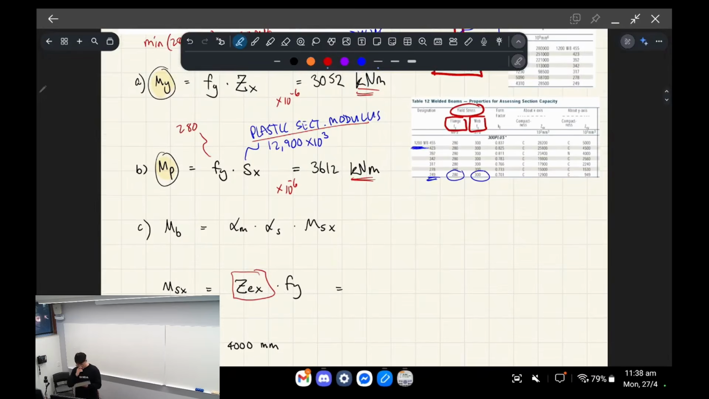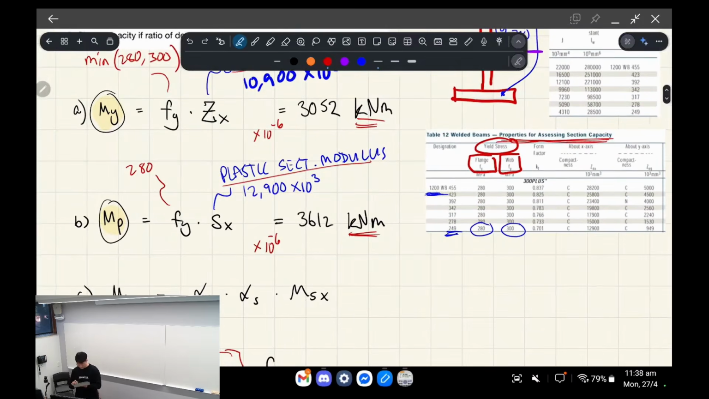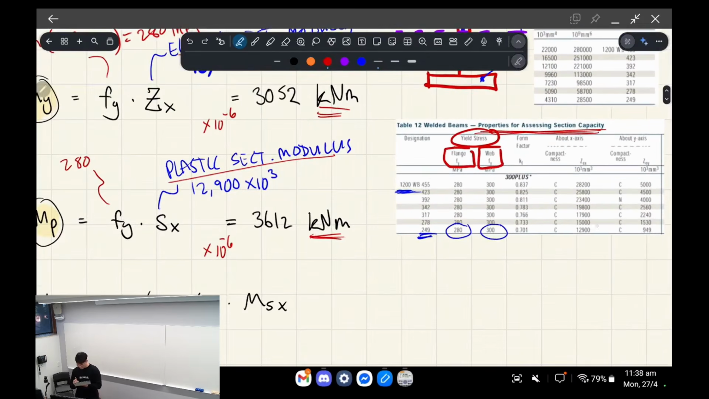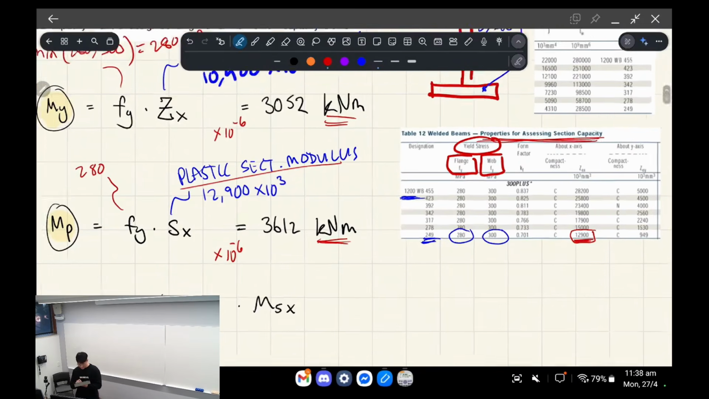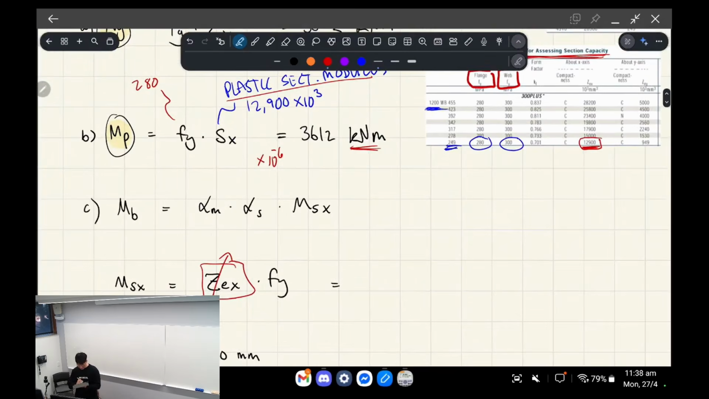So ZEX is actually in the material properties part, so the second page of OneSteel. And you look here, okay? And the idea is it's a compact section. So you see that it's actually the same number as SX. Okay, so I'll explain what that means in a second. All right, so you plug in that number, multiply it by 10 to the 3.